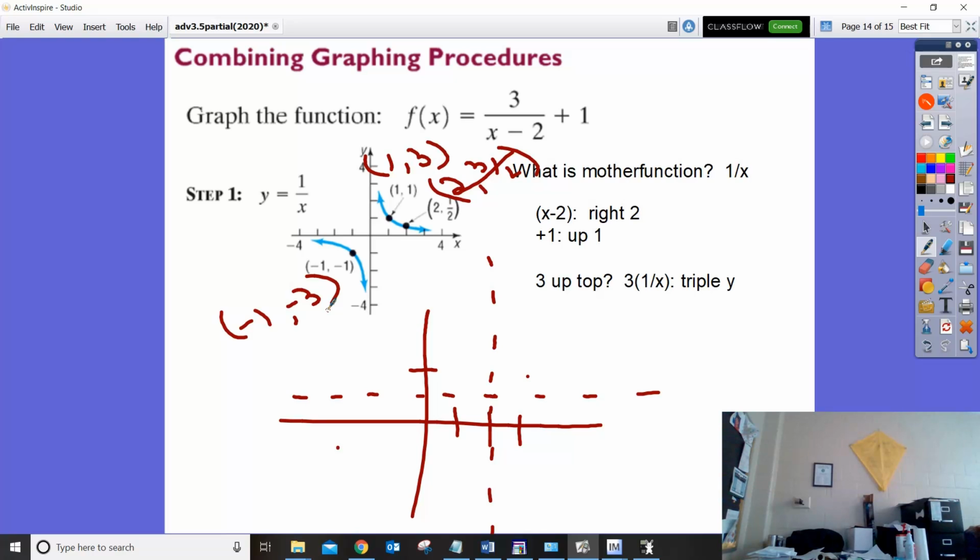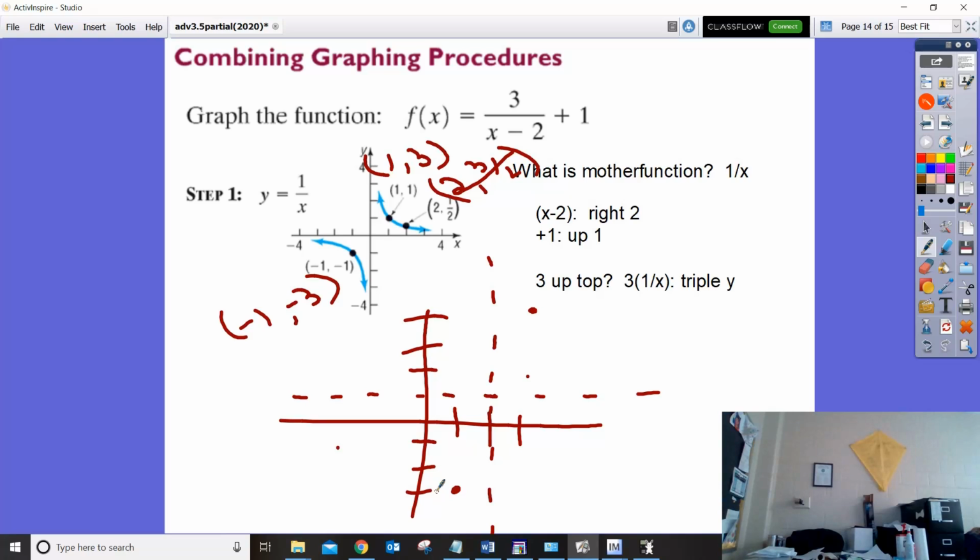So from this point, I actually have to go over 1 and up how many? 3. And then up about right there. From here, the old one was down 1, left 1. And actually go down left 1 and down 3. So I'm going to go to the left 1. I'm going to drop 1, 2, 3. That right down there.